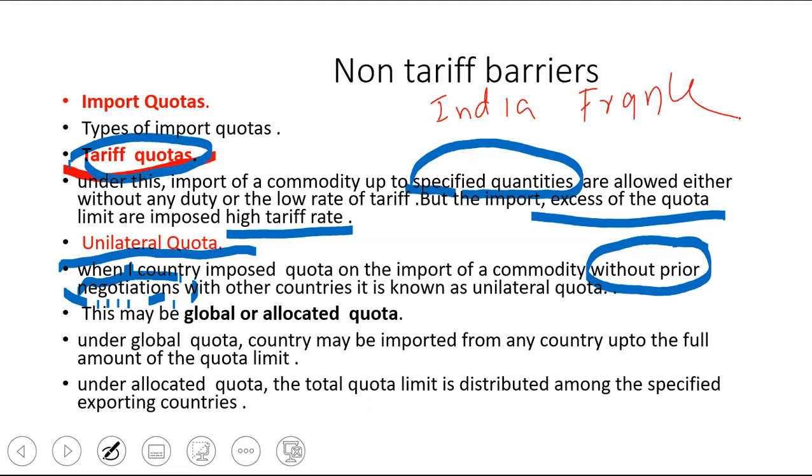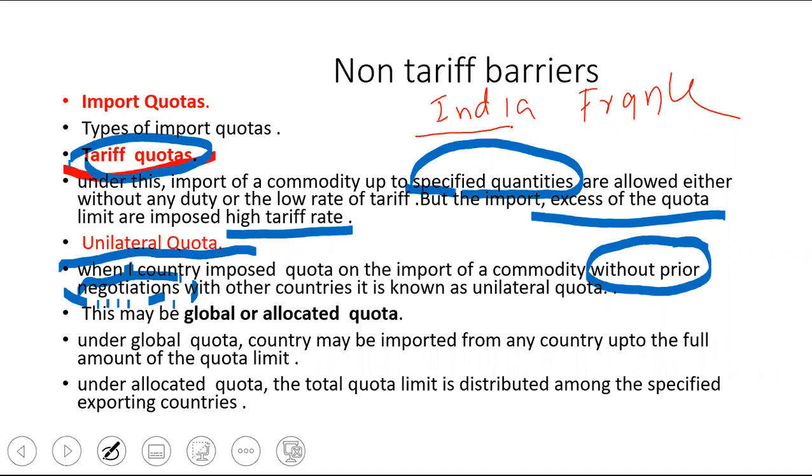Okay, so ये unilateral quota में क्या करेगा? Government of India will put the restrictions. लेकिन वो restriction डालने का time France को पूछेगा भी नहीं, अपने आप करेगा. That is unilateral quota. But you are very well aware this is not a good system. When you are going to import from France, you should discuss with them. But it is not happening.